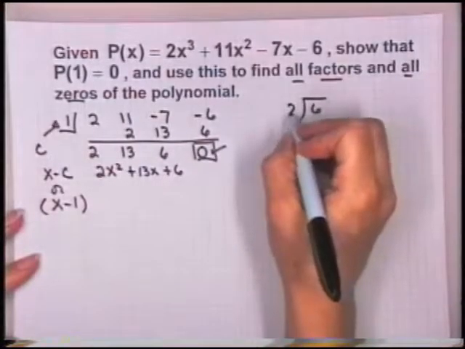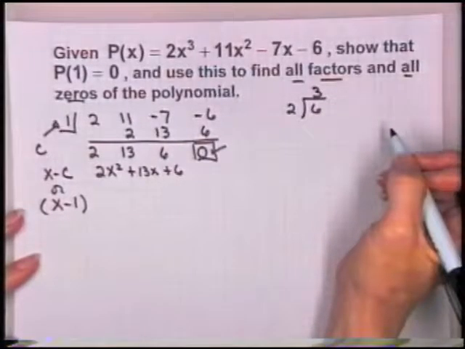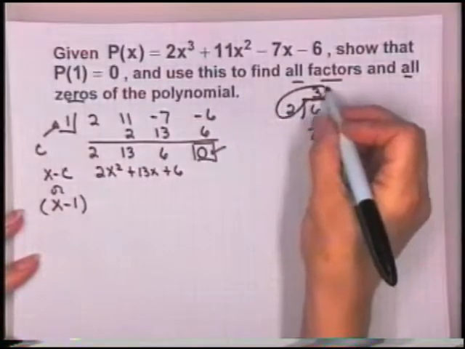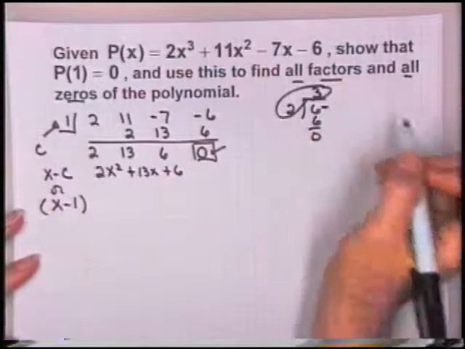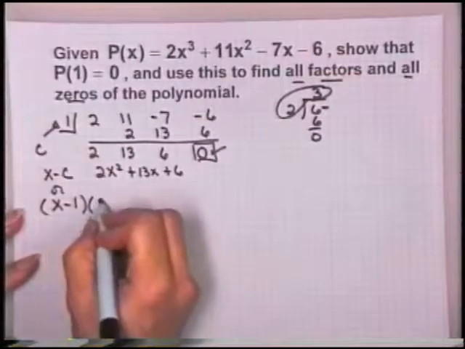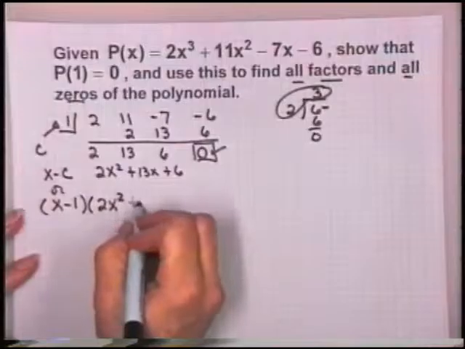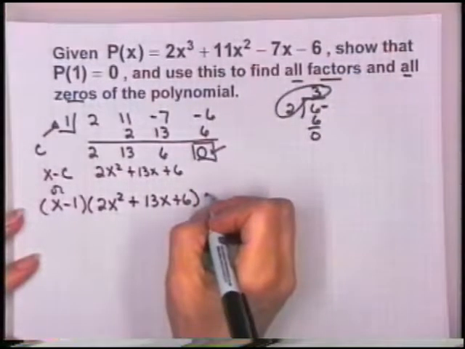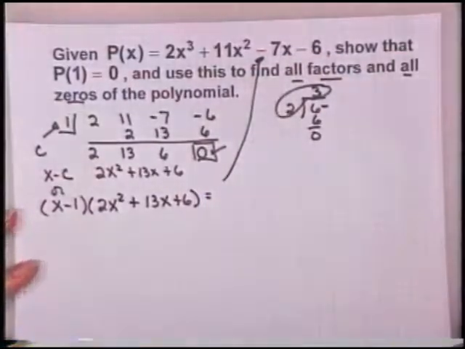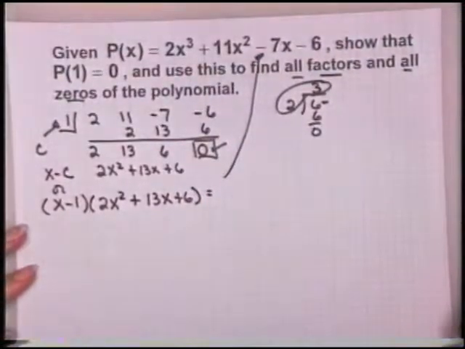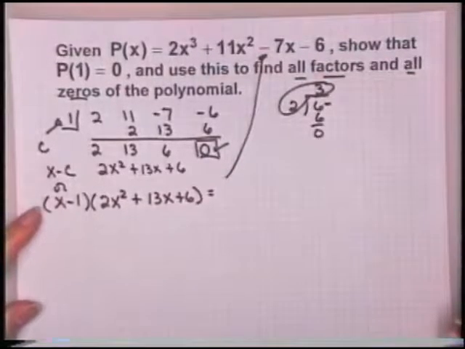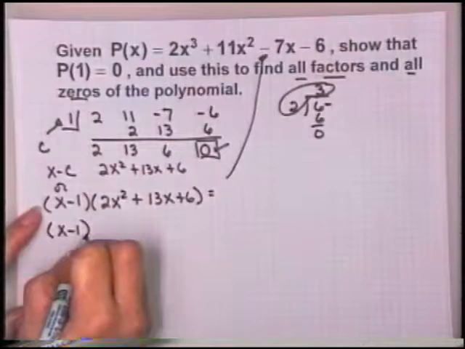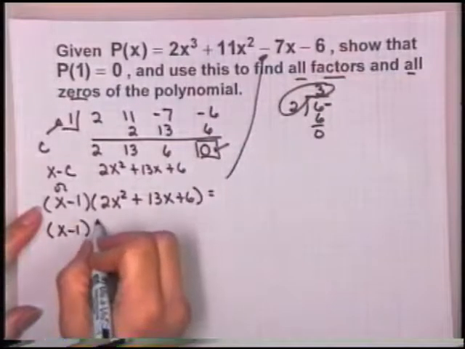Okay? Think about this. If I divide 2 into 6, I get 3 with a remainder of 0. And what does that mean? 2 times 3, the divisor times the quotient, is equal to the dividend. So x minus 1 times 2x squared plus 13x plus 6 is equal to this original polynomial. But it's factored a little bit. Now, having this first factor will allow me to completely factor, to find all factors.